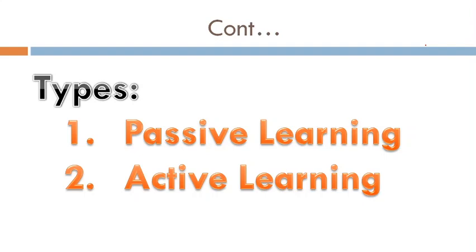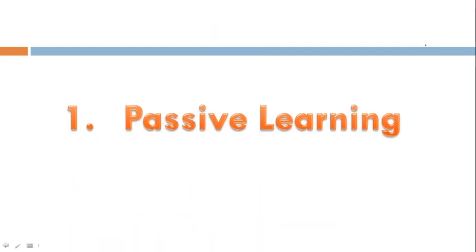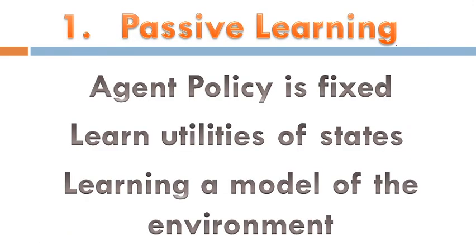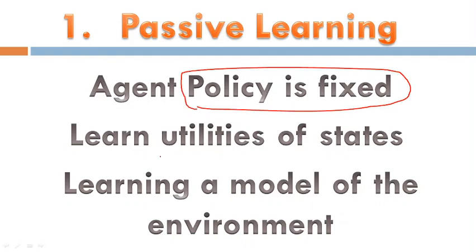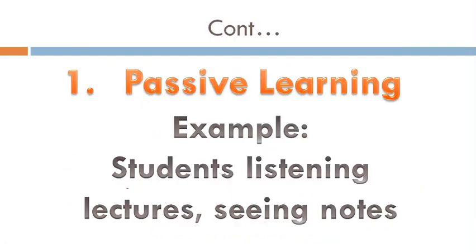Now coming to the types of RL agents, that means reinforcement learning agents. Here passive learning is there, and active learning is there. Passive learning means the agent policy is fixed, no change, only one policy is there. Here the agent will learn utilities and learn the models. The best example for that is students. You are listening to videos, reading books, listening to lectures, seeing chart images. You are just listening and seeing, not actively involved. That is called passive learning.